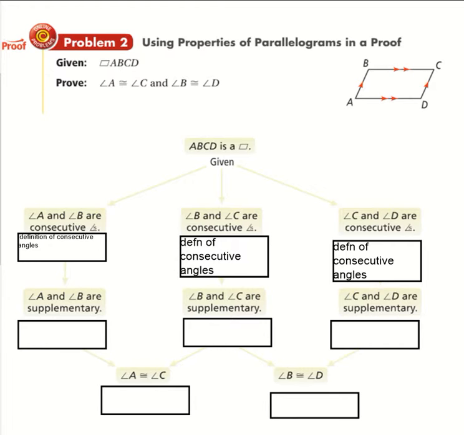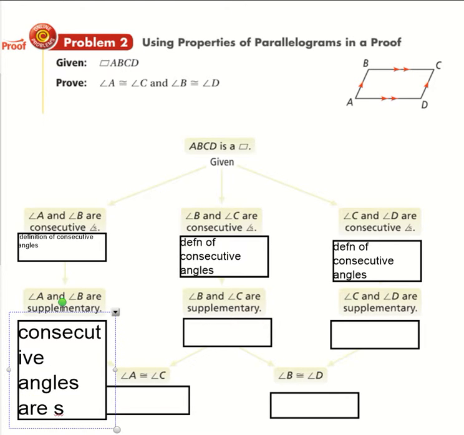Let's go back and think about some of the theorems we proved. Look at theorem 6.4. It says if a quadrilateral is a parallelogram, then its consecutive angles are supplementary. So we know that consecutive angles are supplementary.